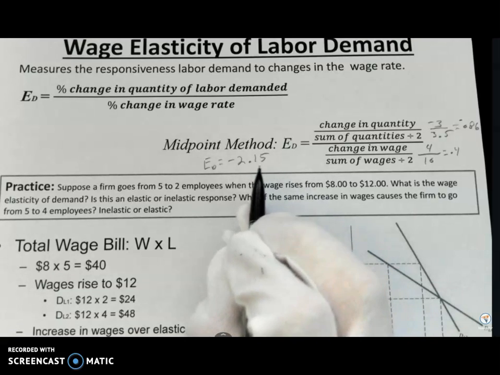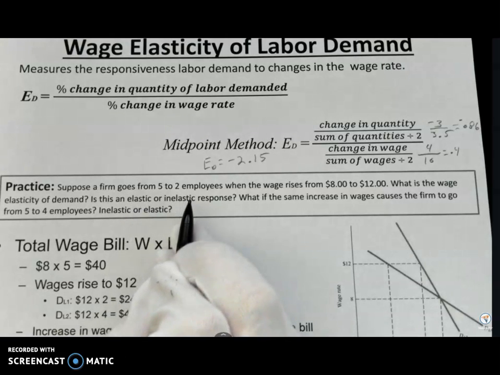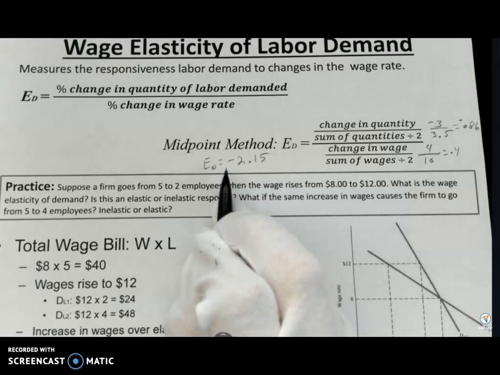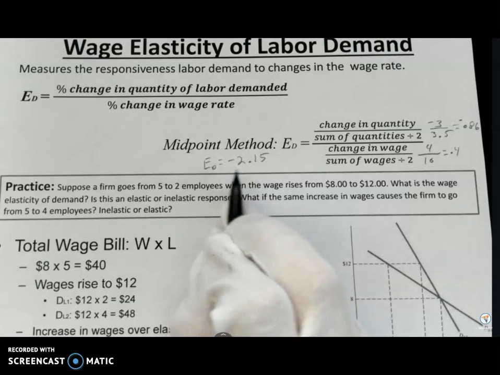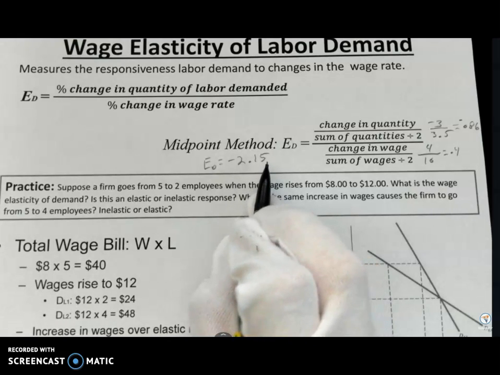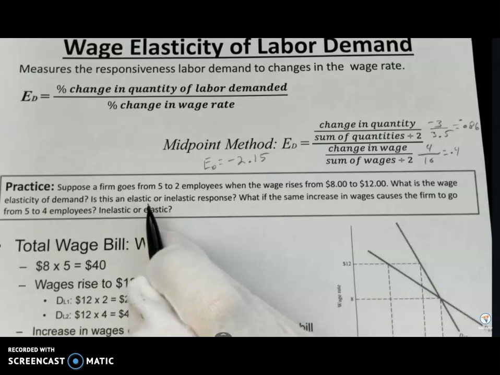Of course, when we're evaluating whether we have an elastic or inelastic response, we need to use the absolute value. So we get rid of that negative. The absolute value is therefore 2.15. Recall that if you have an absolute value of an elasticity coefficient that is greater than 1, it is an elastic response. So that's what this would be.